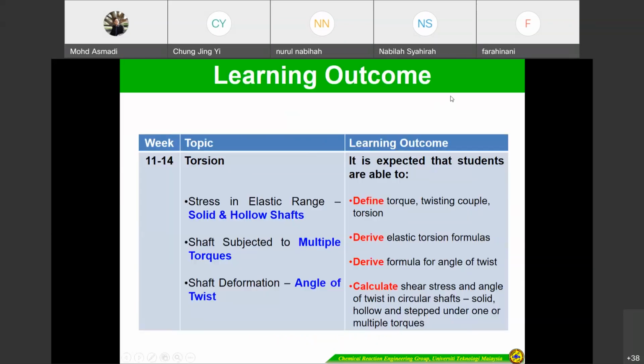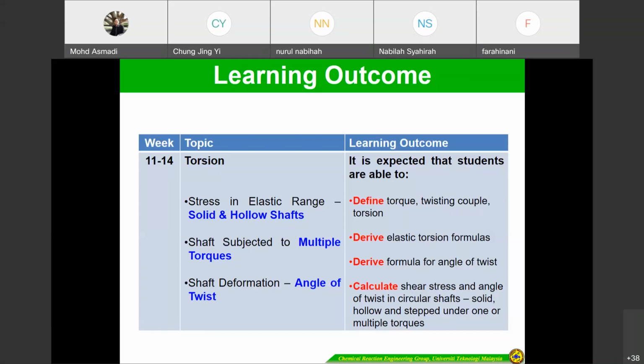So for this chapter, the topic we will focus on is torsion, stress in the elastic range. Solid and hollow shafts are going to be different. How to calculate the deformation, especially the deformations. Hollow and solid and also different materials are going to be different. And a shaft subjected to multiple torques, multiple twists. Shaft deformation, angle of twist.